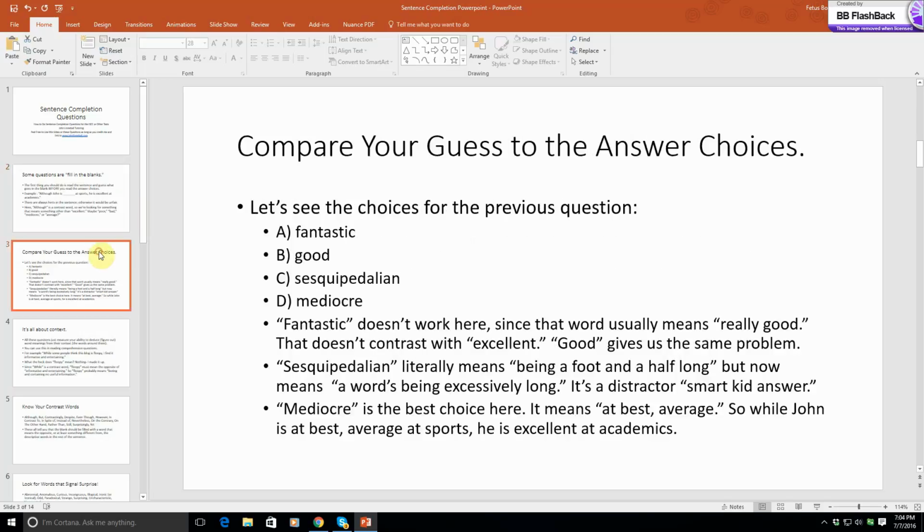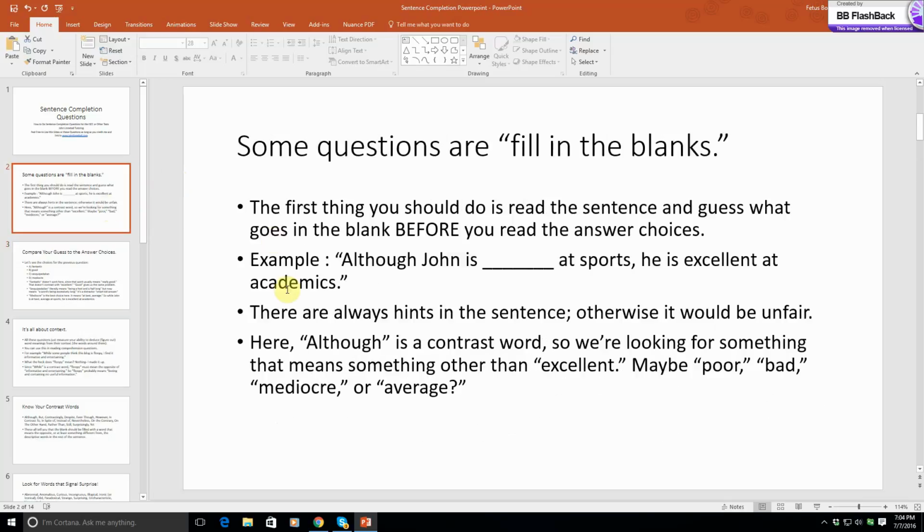So we'll move on to the next slide. You want to compare your guess to the answer choices. So let's see the choices that we have for the previous question. Fantastic, good, sesquipedalian, or mediocre. So we can go back and take a look at the sentence again. Although John is blank at sports, he is excellent at academics. So let's look at the answer choices.